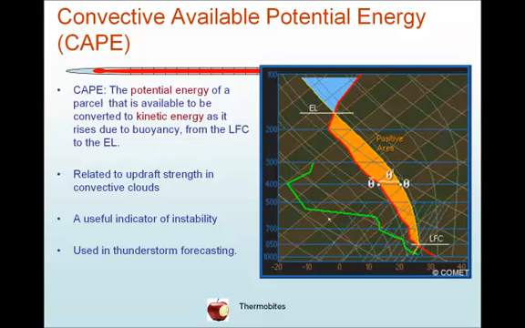So convective available potential energy, or CAPE, is the potential energy of a parcel that is available to be converted into kinetic energy as it rises due to buoyancy from the level of free convection all the way to the equilibrium level. At the level of free convection parcels first become buoyant. At the equilibrium level they cease to be buoyant, although parcels of air can overshoot that level due to their momentum. The CAPE is directly related to updraft strength in convective clouds, and it's a very useful indicator of stability. The larger the CAPE, the more unstable the environment, and it's used in thunderstorm forecasting a great deal.